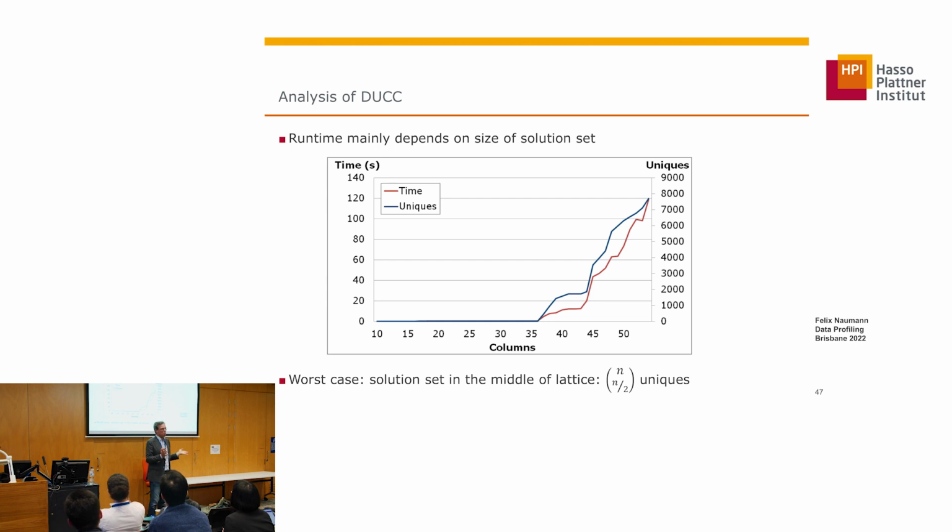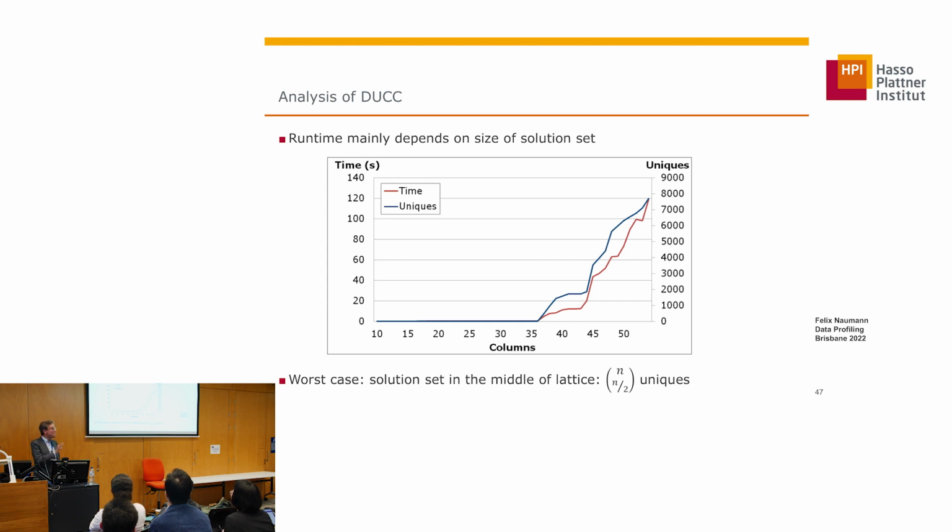But this is not a proof, and this is just one experiment. But it's kind of a nice result to say, okay, if there's more to find, we need more time, clearly, right? And if there's not much to find, we're also very fast. So that's kind of a nice property. But again, it's not proven, it's one experiment, okay? Good. Any other questions? That's it for unique column combinations.